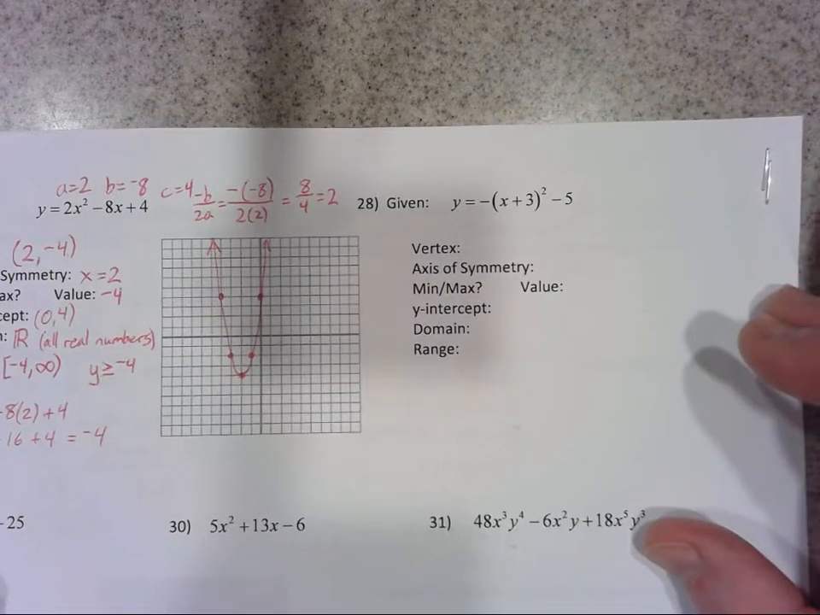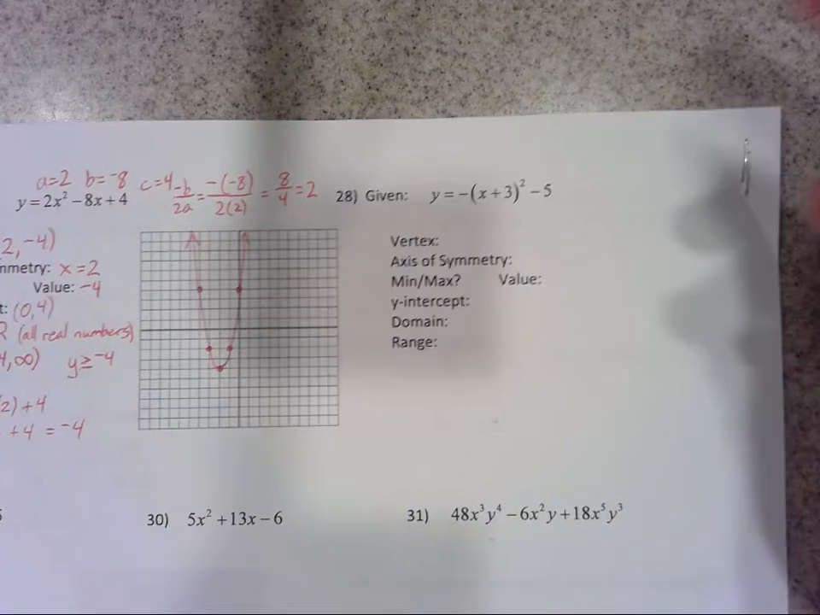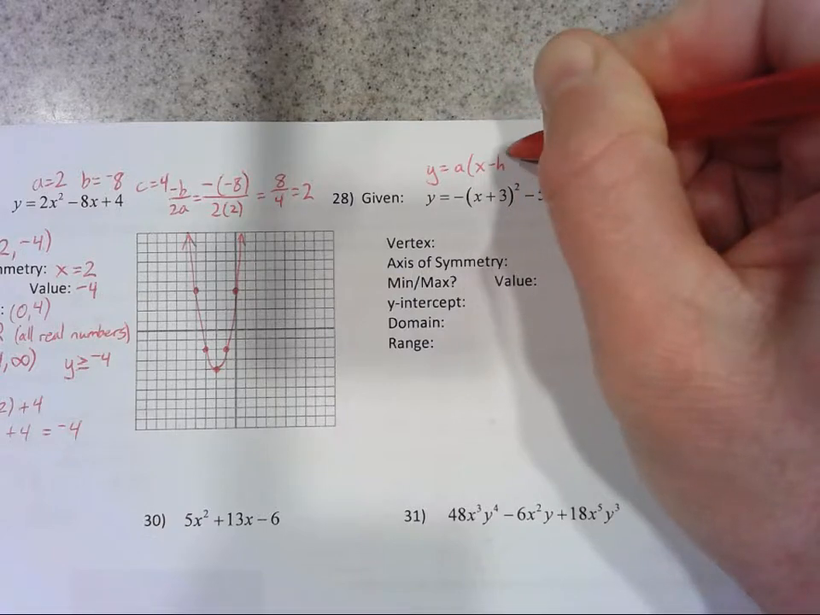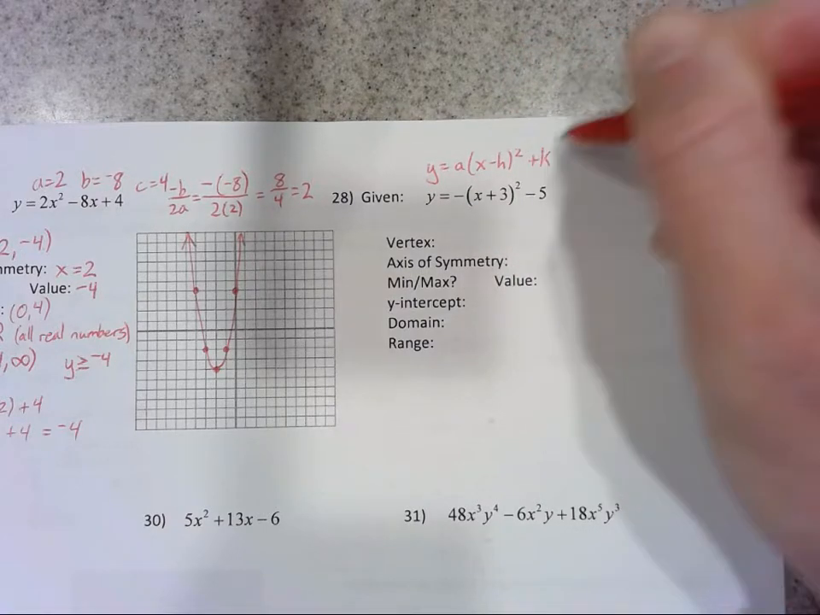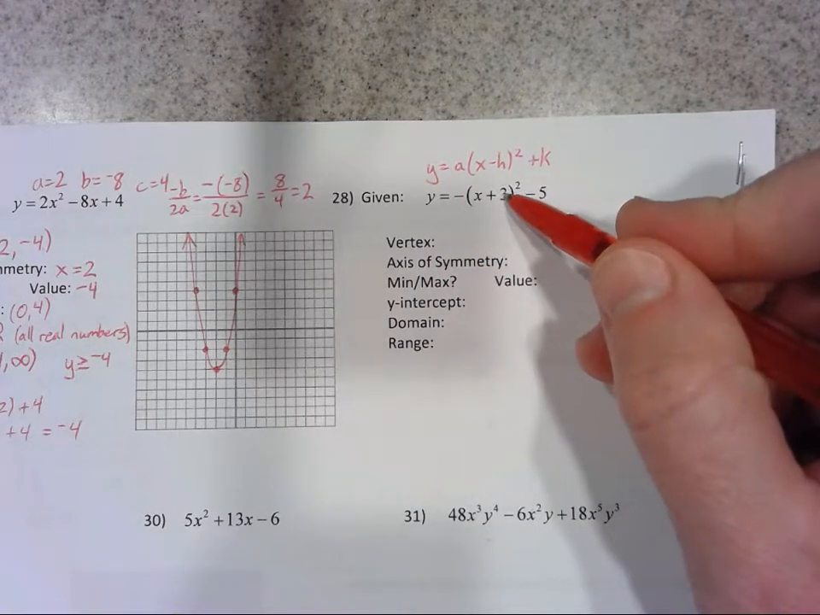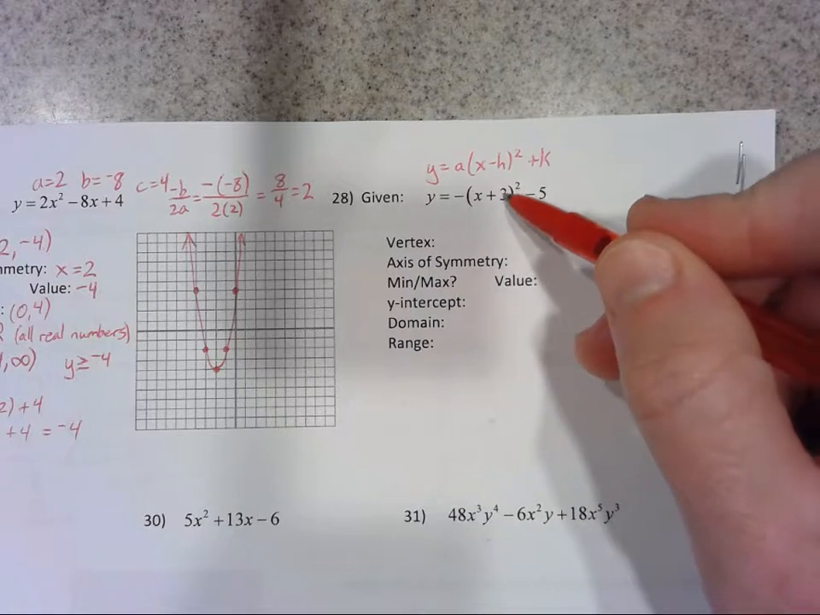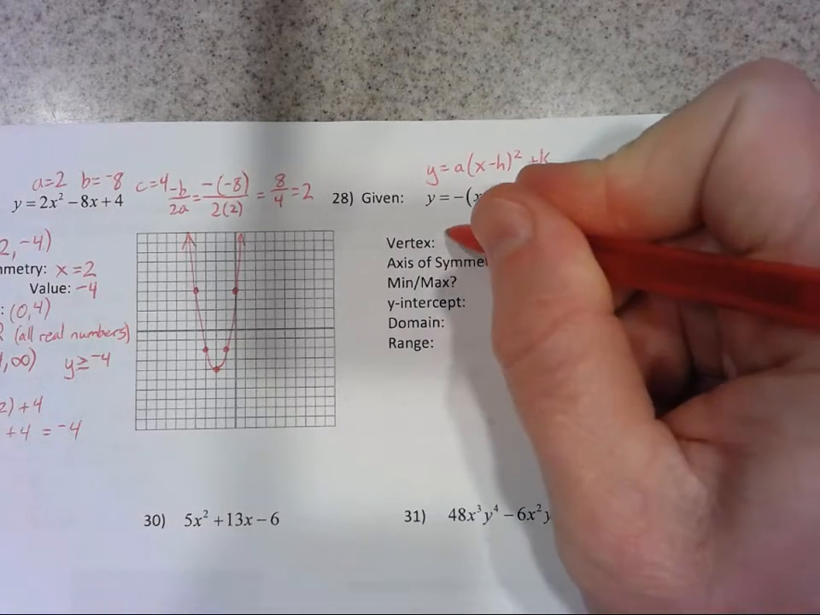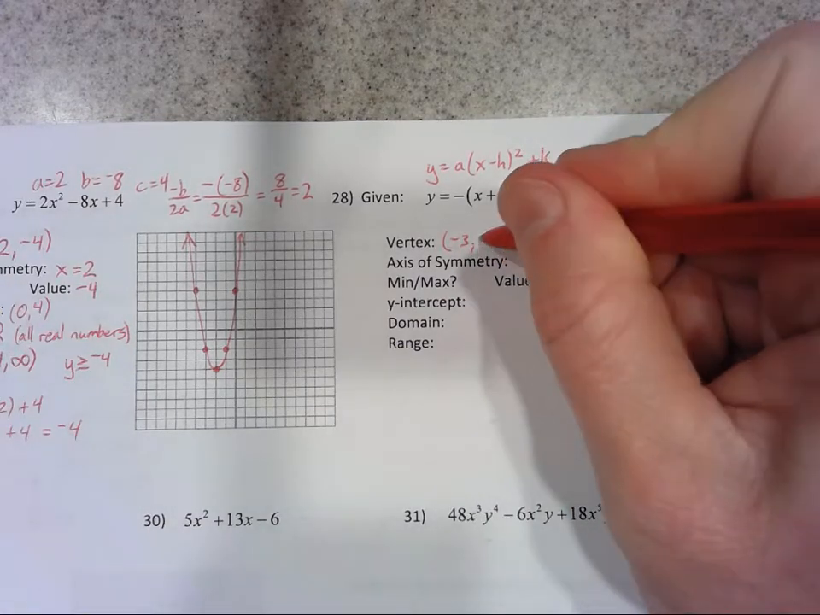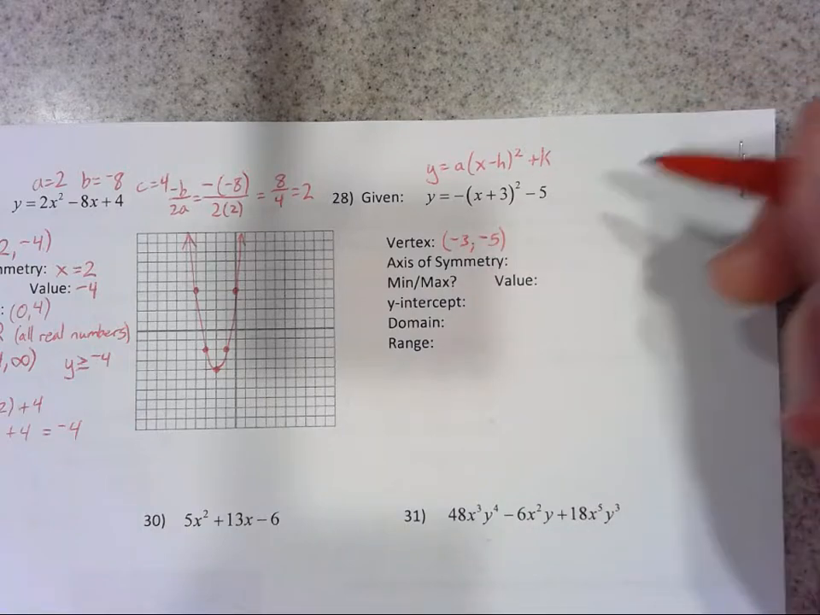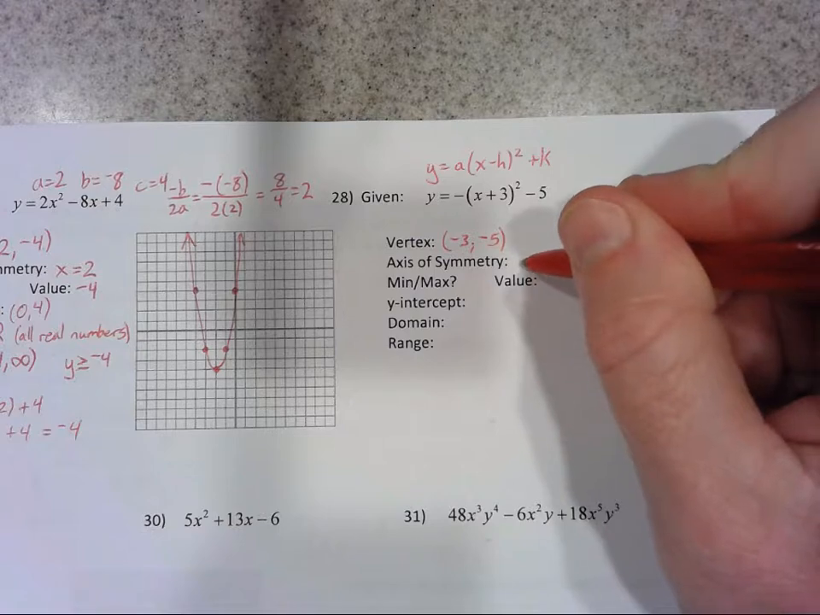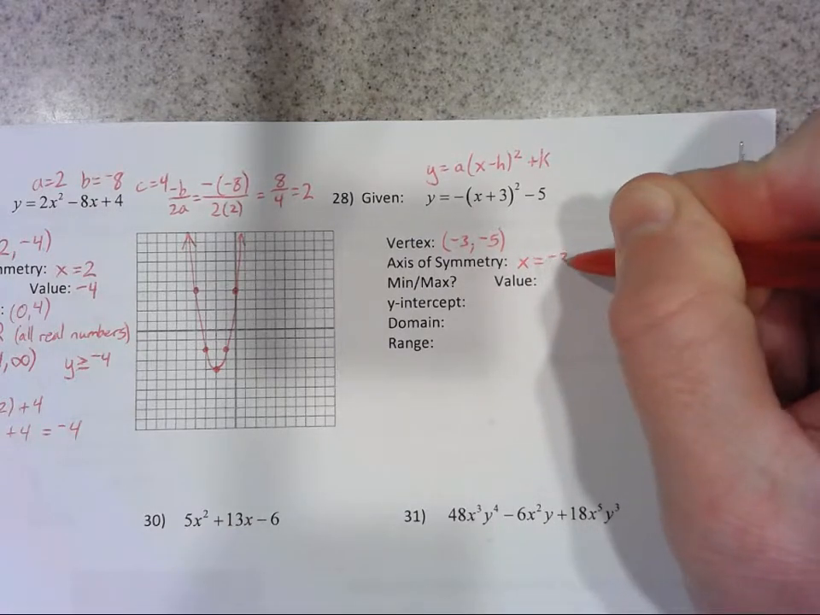Number 28. This one is in vertex form. y equals a times x minus h squared plus k. So the vertex comes from the h and the k. So plus 3 is the same as x minus negative 3. So the h value is negative 3. The k value is negative 5. The axis of symmetry always goes through the vertex. So it's going to be x equals the x-coordinate, negative 3.